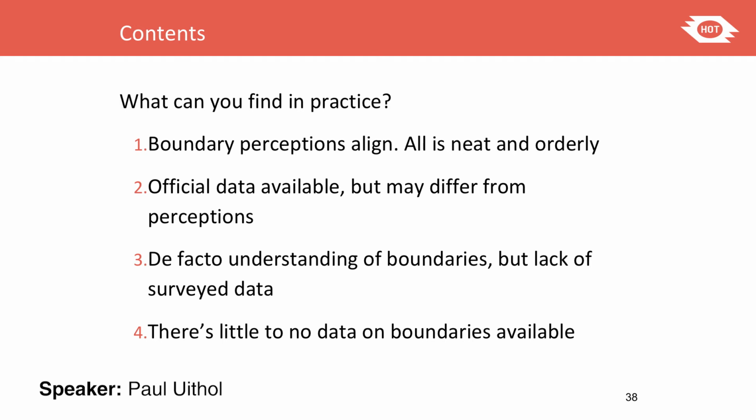Everything aligns perfectly, all is neat and orderly. Basically, you can just use official data and be done with it. Of course, there are alternatives to this. Official data may be available, but differ from community perceptions due to various factors as we just discussed. Social perceptions differ, service catchment areas are significantly different, or there may be physical characteristics which interfere. So there may be major roads or rivers crossing right through the middle of official boundaries of locations.